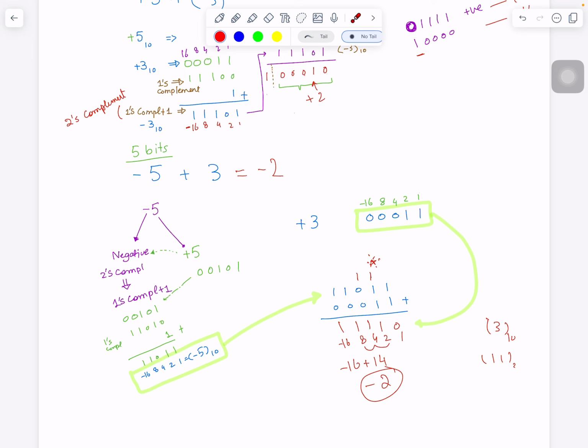And let's convert into decimal to check if it's correct or not. So this one has minus 16. So if you do that, minus 16 plus 14, minus 2, and that was supposed to be the right one.